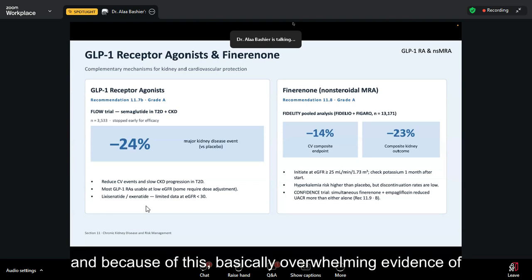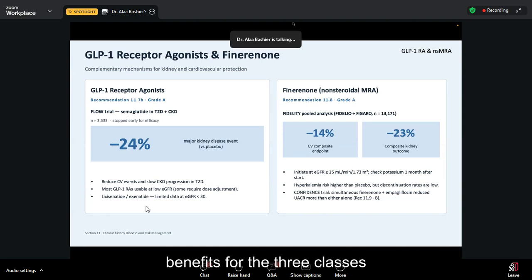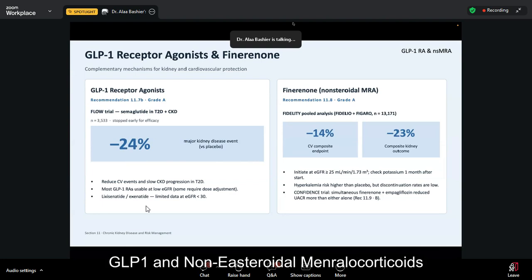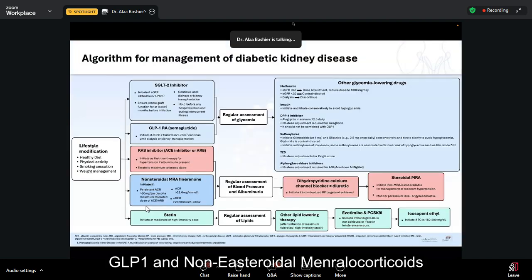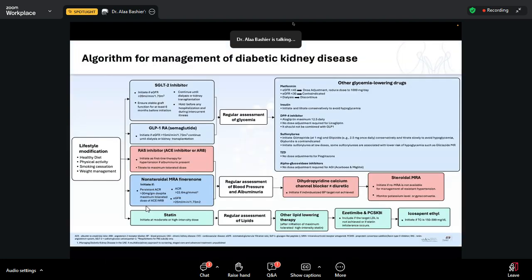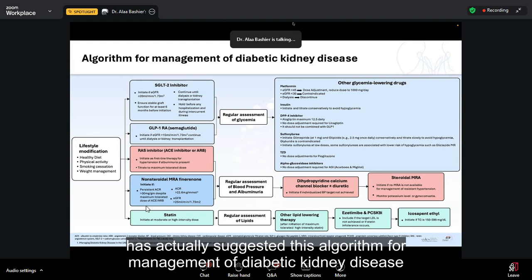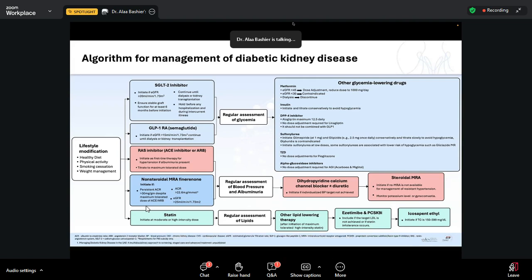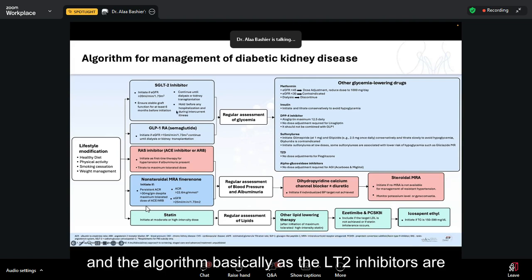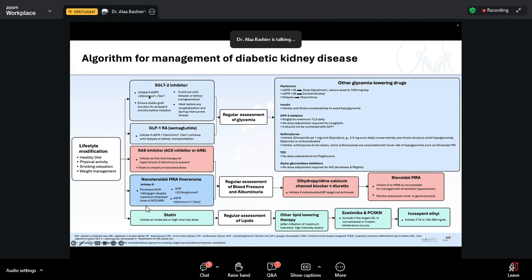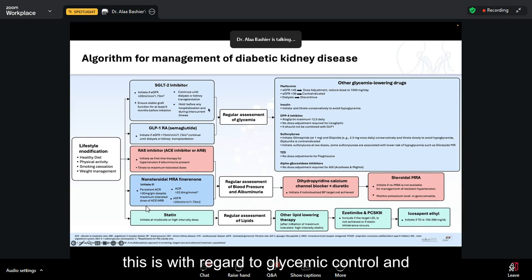And because of this basically overwhelming evidence of benefits for the three classes, SGLT2 inhibitors, GLP-1, and non-steroidal mineralocorticoids, the UAE guidelines in 2025 have actually suggested this algorithm for management of diabetic kidney disease. And the algorithm, basically, SGLT2 inhibitors are first line plus or minus GLP-1. This is with regard to glycemic control.